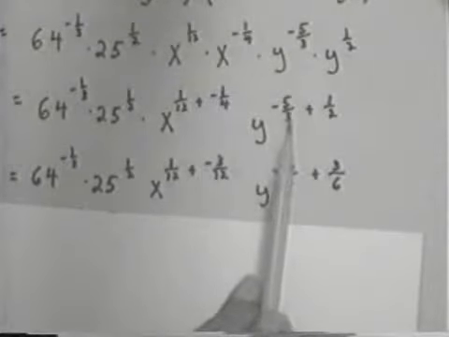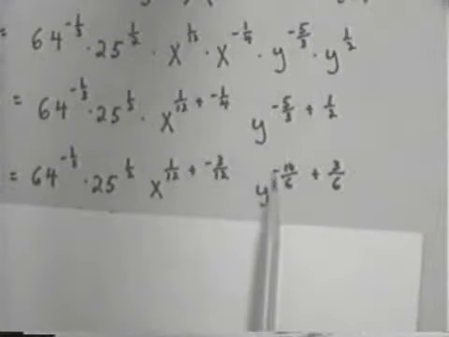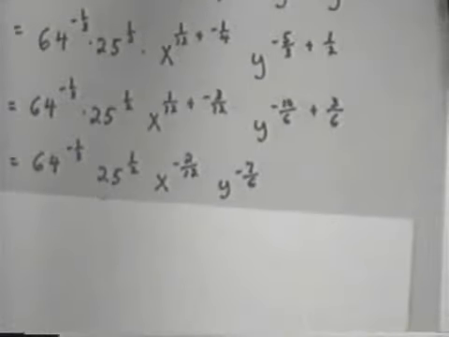The common denominator between 3 and 2 is 6. 3 goes into 6 two times. 2 times negative 5 is negative 10. 2 goes into 6 three times. 3 times 1 is 3. And I keep the denominators and add the numerators.